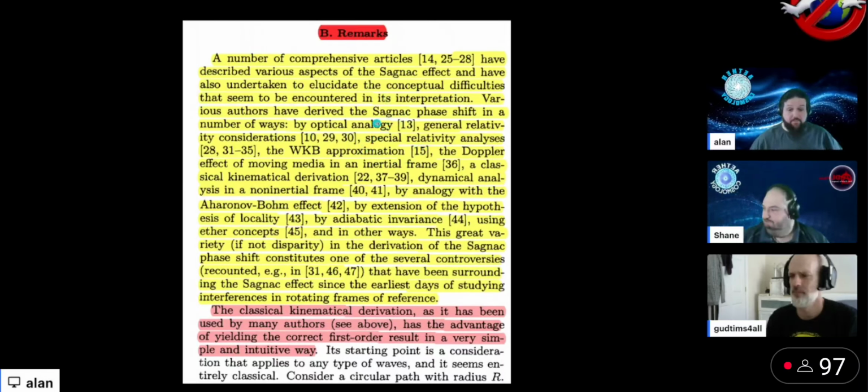So here's 21 people trying to get to the bottom of this predicament. And then it says here in red, the classic kinematic derivation, which really is dynamic, because it's describing the path length changes relative to C, defined as an inertial frame, as a fixed constant value to be relative to. So anyway, the classic dynamic derivation, as it has been used by many authors, see above, has the advantage of yielding the correct first order advantage, resulting in a very simple and intuitive way.